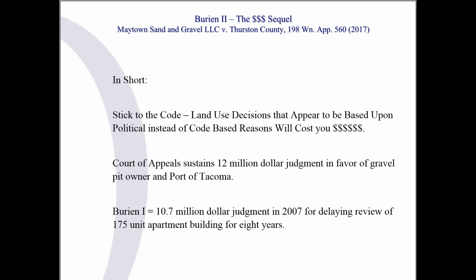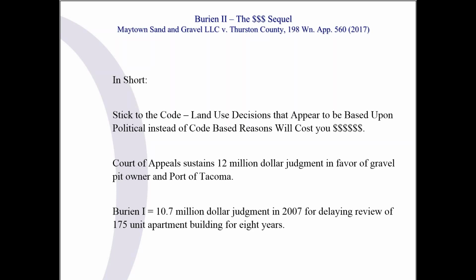Since that case came out in 2007, I haven't seen any other major monetary judgments in the Court of Appeals decisions until about a month ago, when this Maytown Sand and Gravel versus Thurston County case came out. This case involves a $12 million judgment for the same types of reasons that applied in the Burien case, where at least it appeared to a jury that a developer was dragged about for reasons that dealt with political issues as opposed to issues firmly grounded in the code.